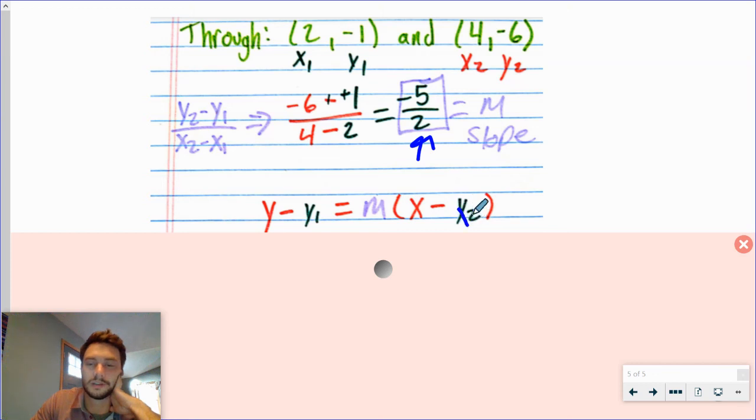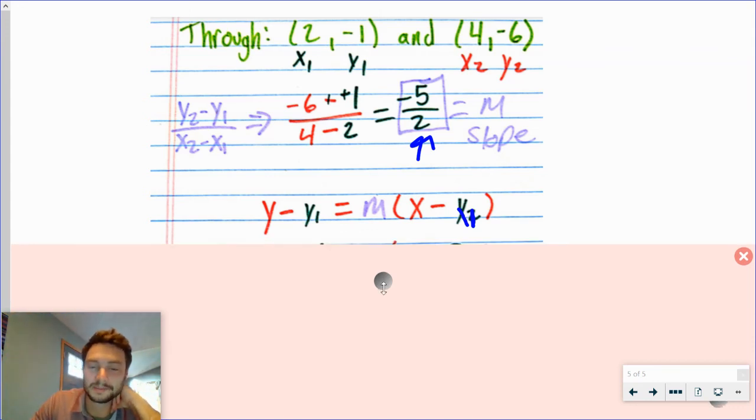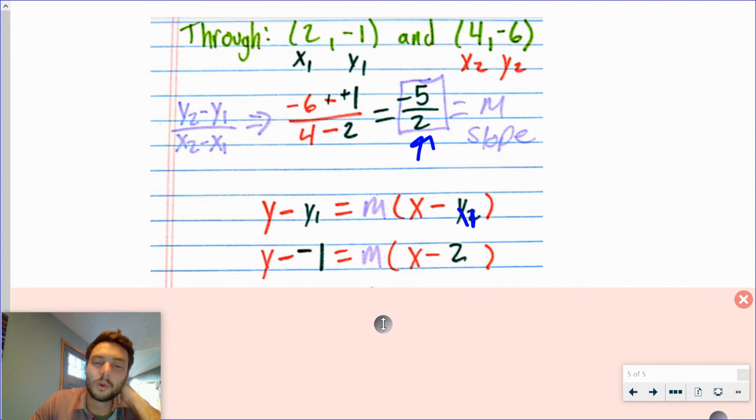What am I writing? Jeez. I'm telling you, I made these notes a little late last night. Whoops, there we go. Easy fixes, right? Y minus y1 equals m times x minus x1. The same formula we've been using for the last 4 examples. My mistake.